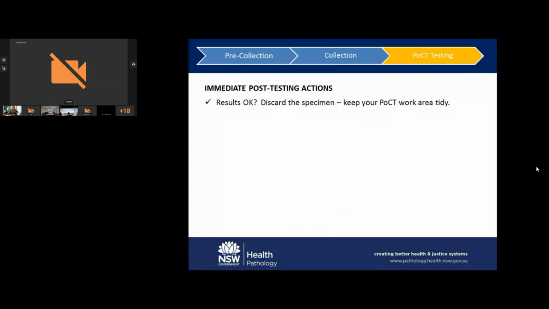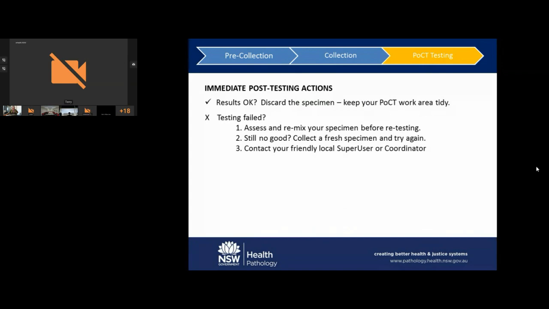Did the test fail, or are the results missing on the printout? Have a close look at your specimen. Is it a good one? Did you mix it thoroughly just before testing? If so, remix and rerun the specimen. If it fails again, collect a fresh one. After this, it's probably something out of your control. Ask your local supervisor or coordinator to investigate.